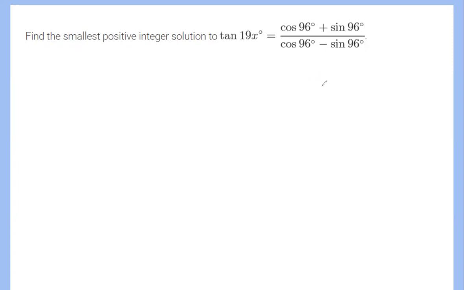So let's see what we are given. Maybe there are some hints in the problem itself. On the left side, we have tangent, and on the right side, we have cosine and sine added together and subtracted. It's not really obvious, but just remember, we have the angle sum for tangent, right?